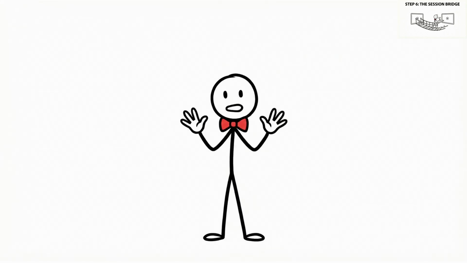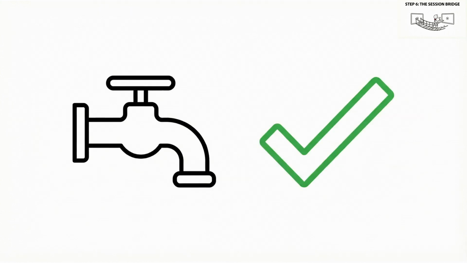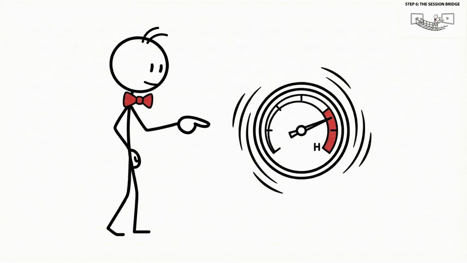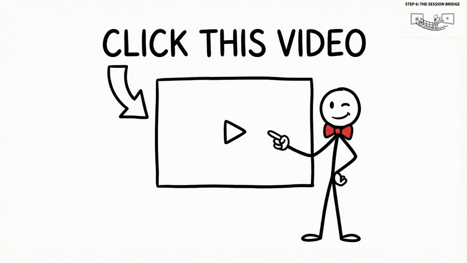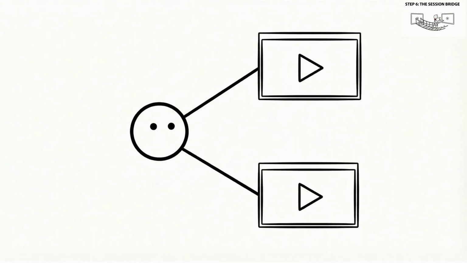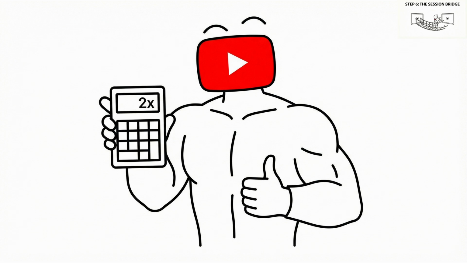For example, you could say something like, now that you fixed your leaky faucet, you need to check your water pressure to make sure it doesn't happen again. Click this video here to do that. If you can get one viewer to watch 2 videos, you've just doubled the value of the algorithm.